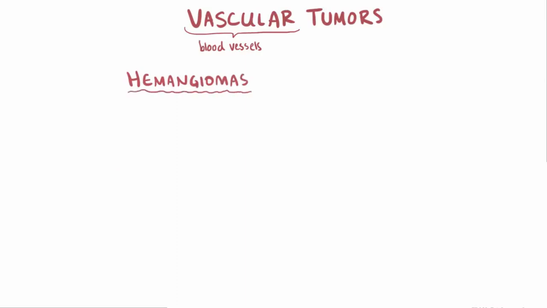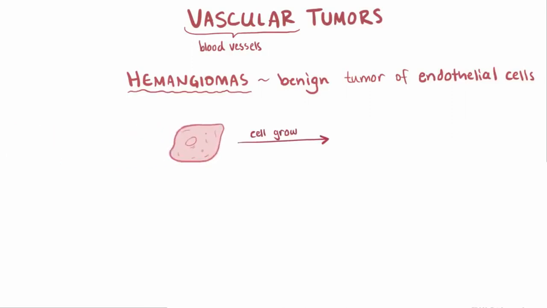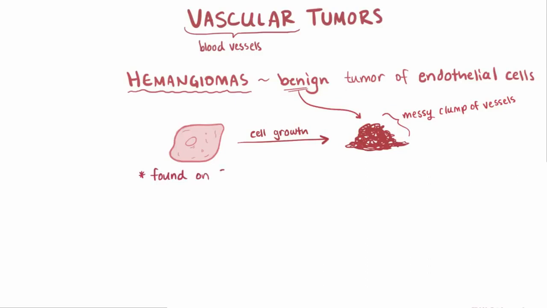Hemangiomas are the next type, and these are benign vascular tumors of the endothelial cells of the blood vessels. Too much endothelial cell growth typically leads to a messy clump of blood vessels, all filled with blood, similar to a Kaposi sarcoma, except these are benign. These tumors are usually found in the skin, but can happen pretty much anywhere.